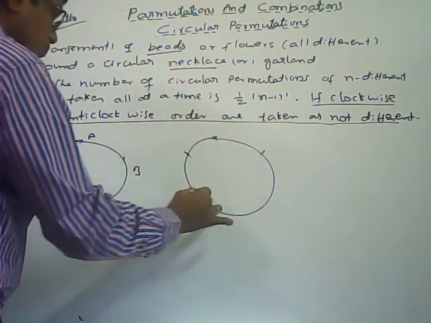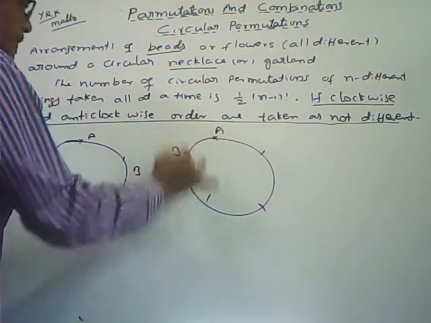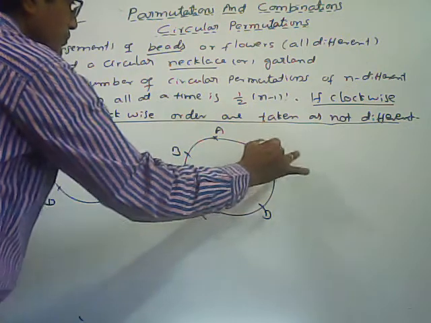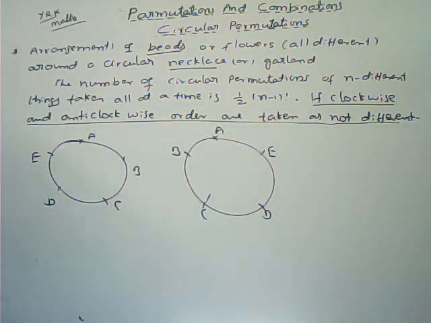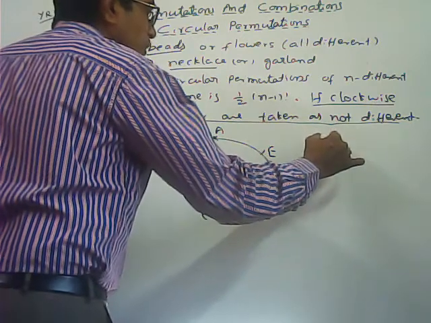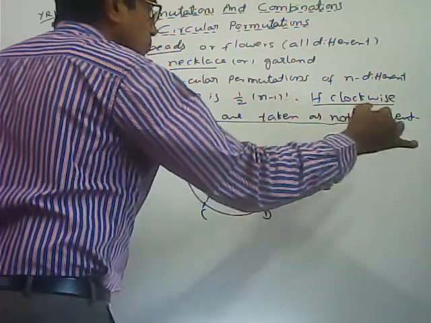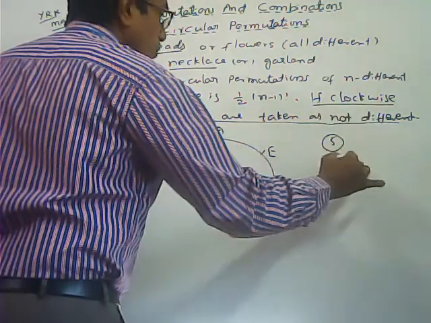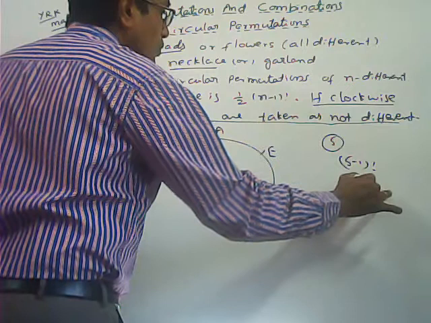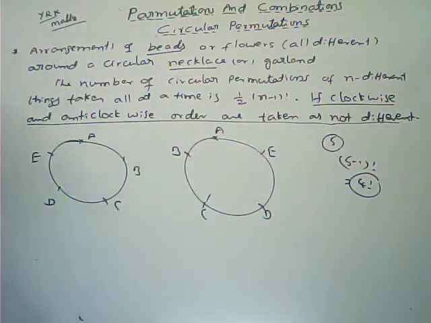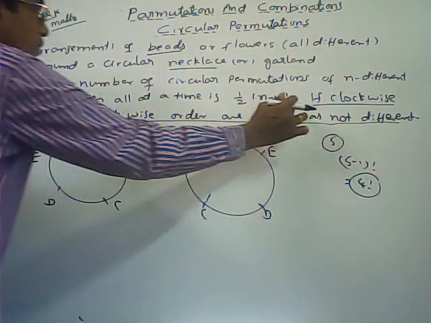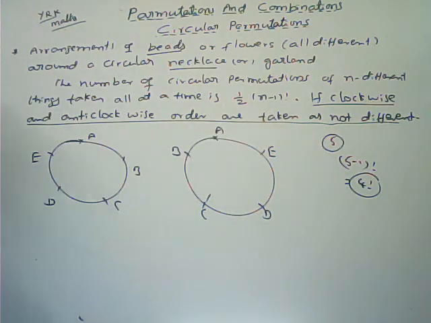1, 2, 3, 4, 5. A, B, C, D, E. Actually, if 5 different things or persons are given, the total number of circular permutations is 5 minus 1 factorial, that is 4 factorial, and we get 24. But when it comes to this concept, the arrangement of beads or flowers around a circular necklace or garland, then the number of circular permutations, and here they used one statement: if clockwise and anti-clockwise orders are taken as not different.